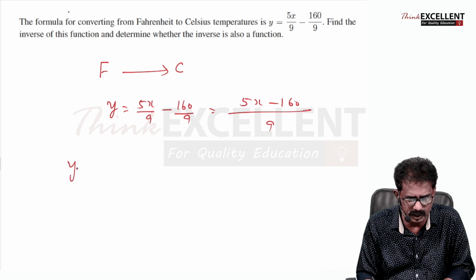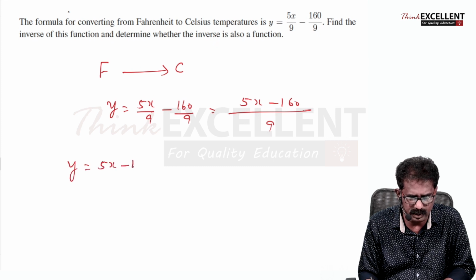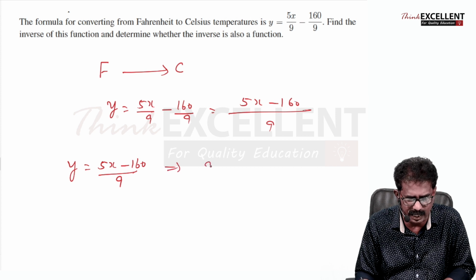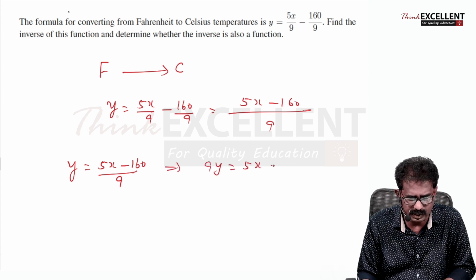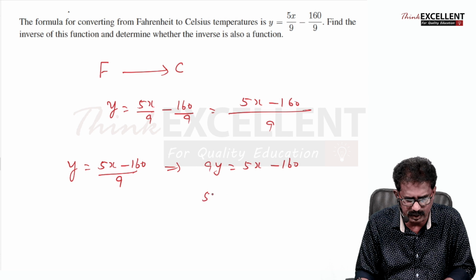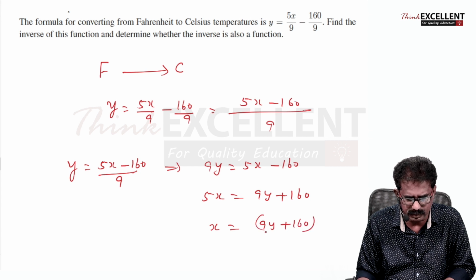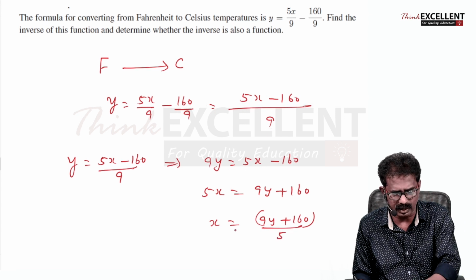So what you're getting here, y equal to (5x minus 160) by 9. From here you find what? x. So cross multiply: 9y equal to 5x minus 160. So 5x equal to 9y plus 160, or x is equal to (9y plus 160) by 5. Okay, this is the x value.